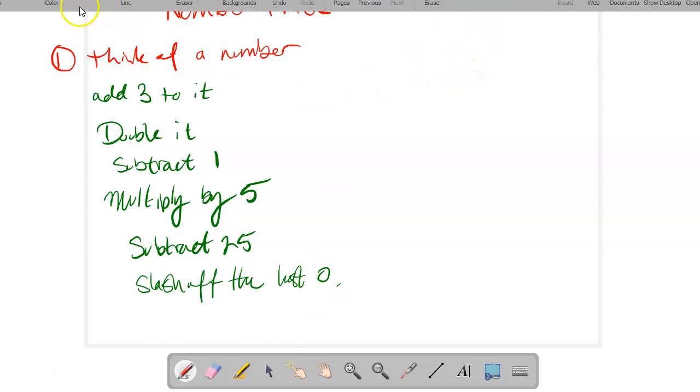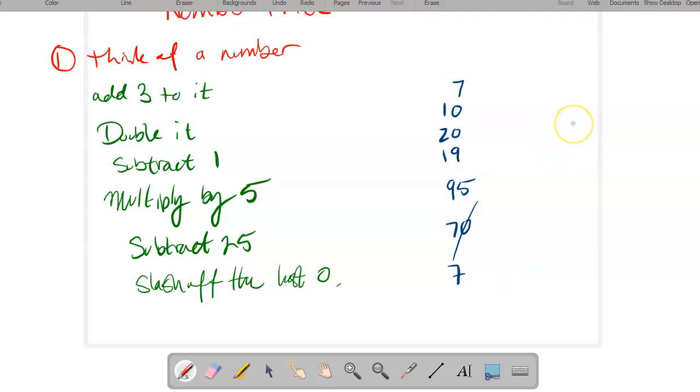To do an example, in case you got a little confused following along, why don't I do this with you? So let's say I pick the number 7. I'm going to add 3 to give me 10. I double that. Subtract 1, get 19. Multiply 19 by 5, I get 95. Subtract the 25 off, I have 70. And slash off the last 0, I get back to my original 7.